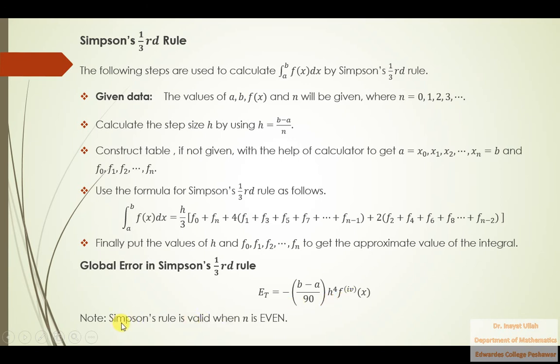Remember that Simpson's rule is valid when n is even. This n will be given to you. So Simpson's 1/3 rule is applicable when n is even. So that is Simpson's 1/3 rule to calculate the value of this definite integral.